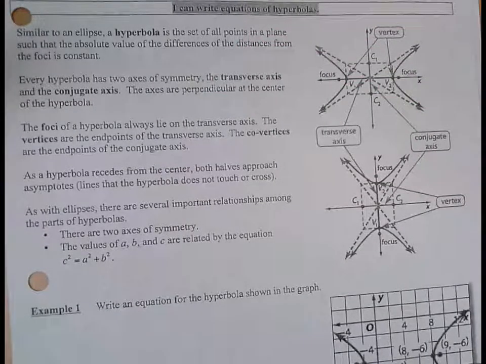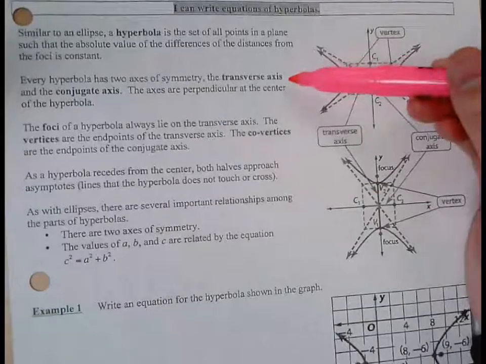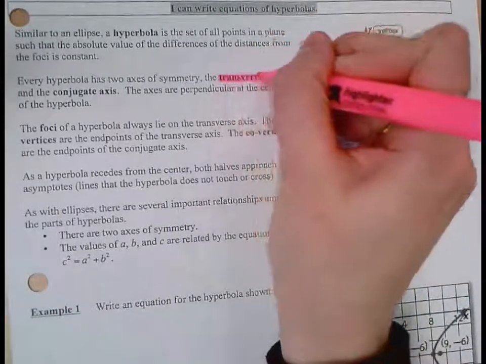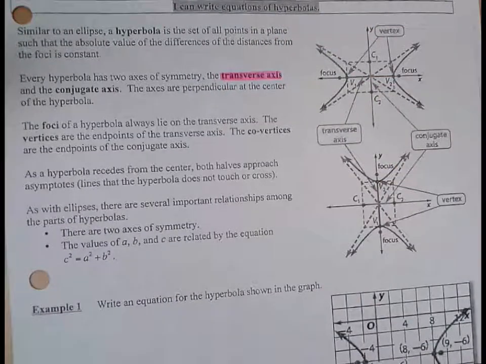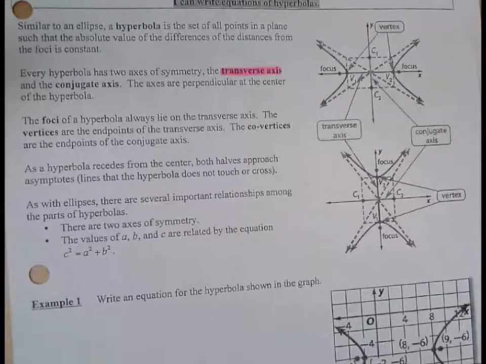So an ellipse had a major axis and a minor axis. A hyperbola has a transverse axis and a conjugate axis. One does not have to be the longest. So for an ellipse, the major axis had to be the longer axis. Here, the transverse axis is the main axis, but it does not have to be the longest. I'll talk about that more as we go through examples, but the transverse axis does not have to be longer than the conjugate axis. So the transverse axis shows, I guess, the orientation of the hyperbola.